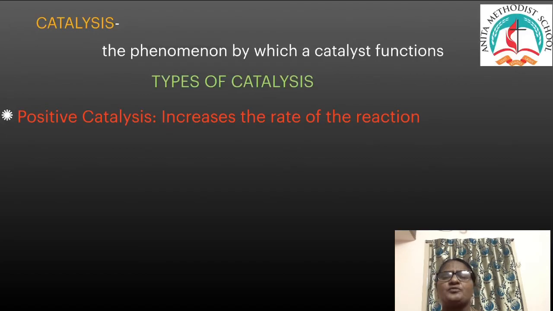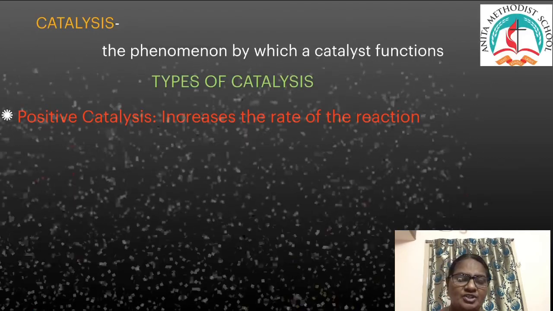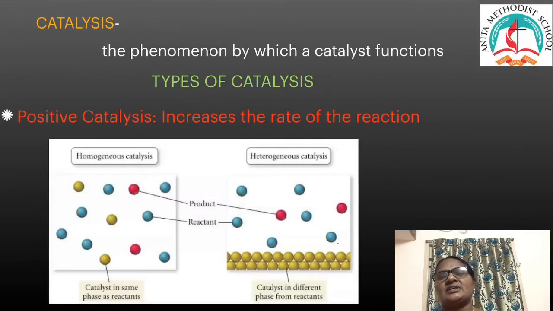There are two types of positive catalysis: homogeneous catalysis and heterogeneous catalysis. What do you mean by homogeneous? The product, reactant, and the catalyst are all in the same phase. Homo means same, genus means phase. They all exist in a single phase, either solid, liquid, or gas. Then it is called homogeneous catalysis.